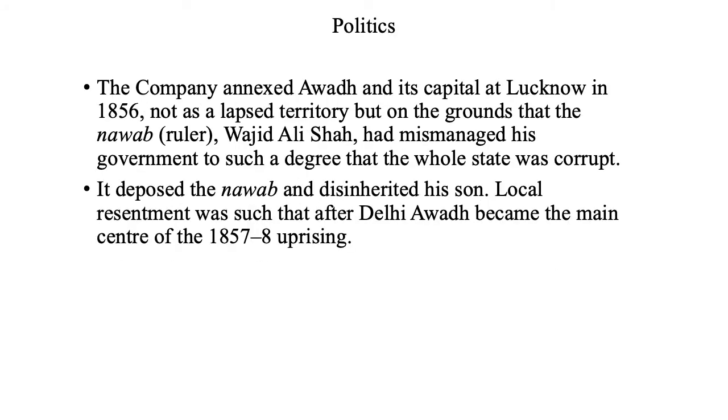The other political factors with which the Indians were unhappy under the East India Company included the annexation of Oudh and its capital, Lucknow, in 1856, not as a lapsed territory, but on the grounds that the Nawab, the ruler Wajid Ali Shah, had mismanaged his government to such a degree that the whole state was corrupt. It deposed the Nawab and disinherited his son. Local resentment was such that after Delhi, Oudh became the main center of the 1857 and 1858 uprising.